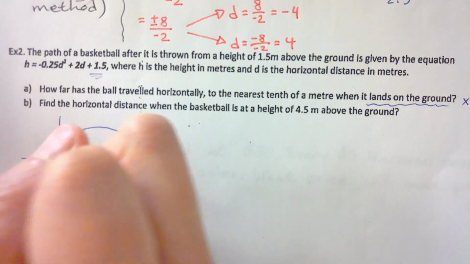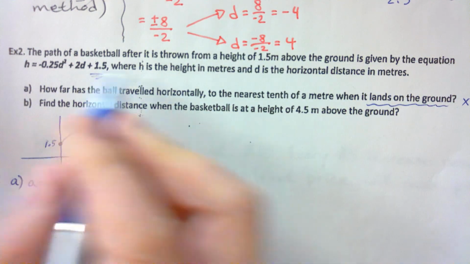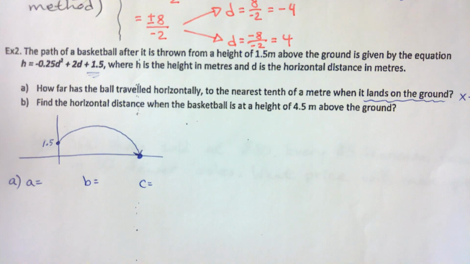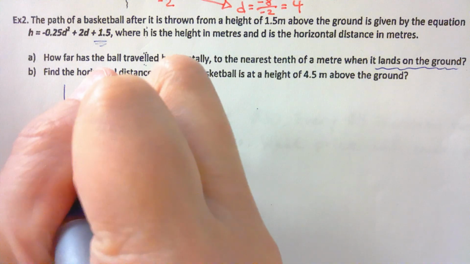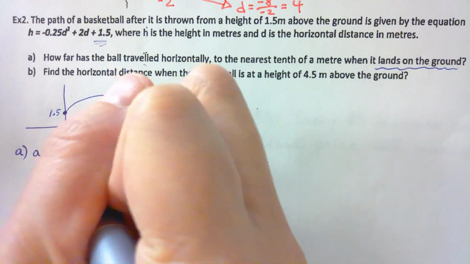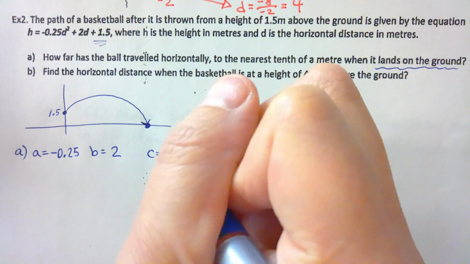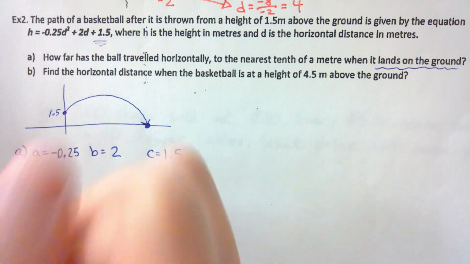Okay, so a, b, and c. What's my a? What's my b? What's my c? Jaden, what's a? What's b? What's c? It's 0.5, 0.5. No, 0.25. Good.